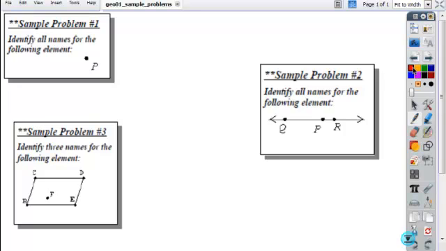Hey, identify all the names for that element. What would be the only way that you can name it? P. Okay, and so here you just indicate with the capital letter, and that is all you can do. Okay, moving over to question 2.